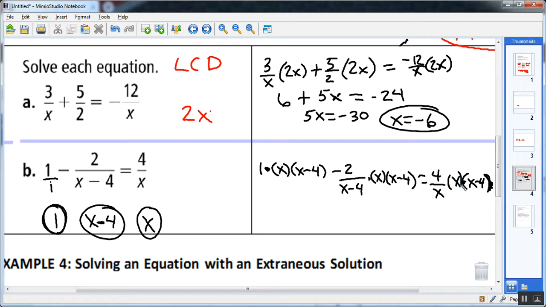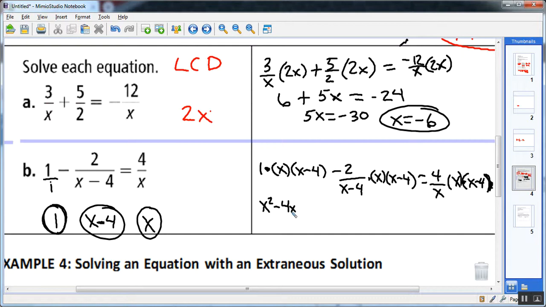Let's deal with that first part, which is the 1 times this. What's 1 times x going to get you? Okay, so let's deal with this here. 1 times x is x. x times x minus 4. Let's distribute that. So this would be, to begin with, what? Okay, x squared minus 4x. Okay, that's the first part.